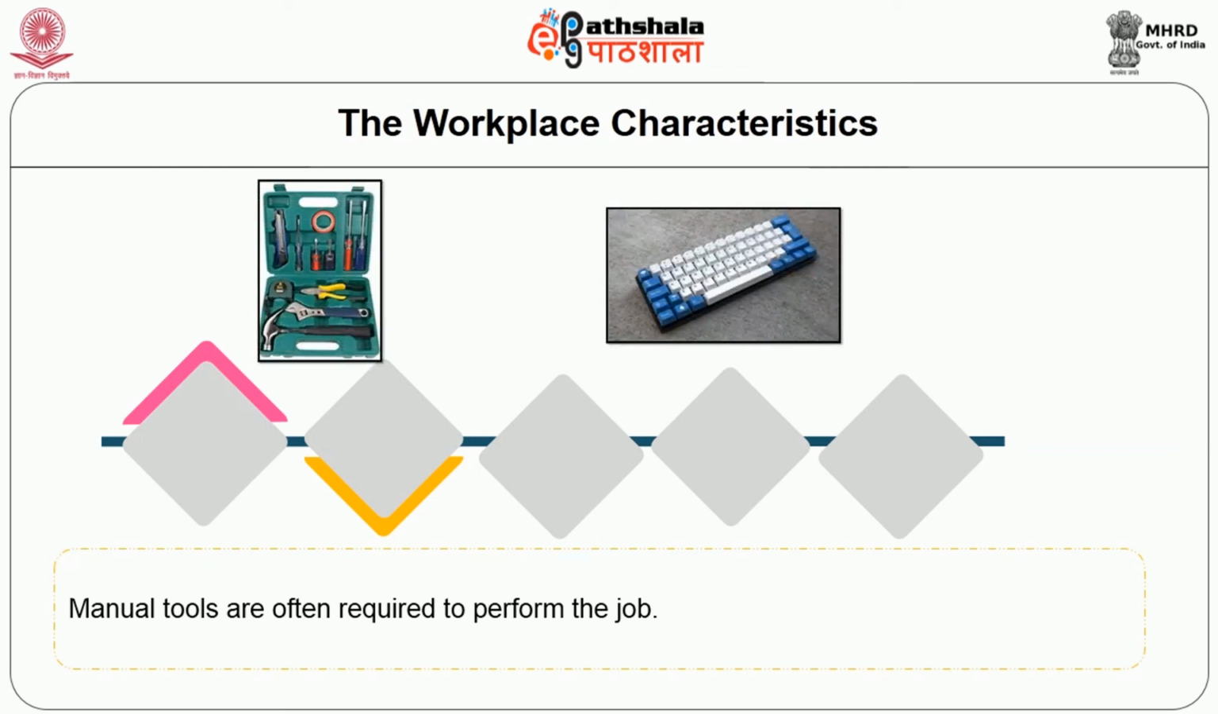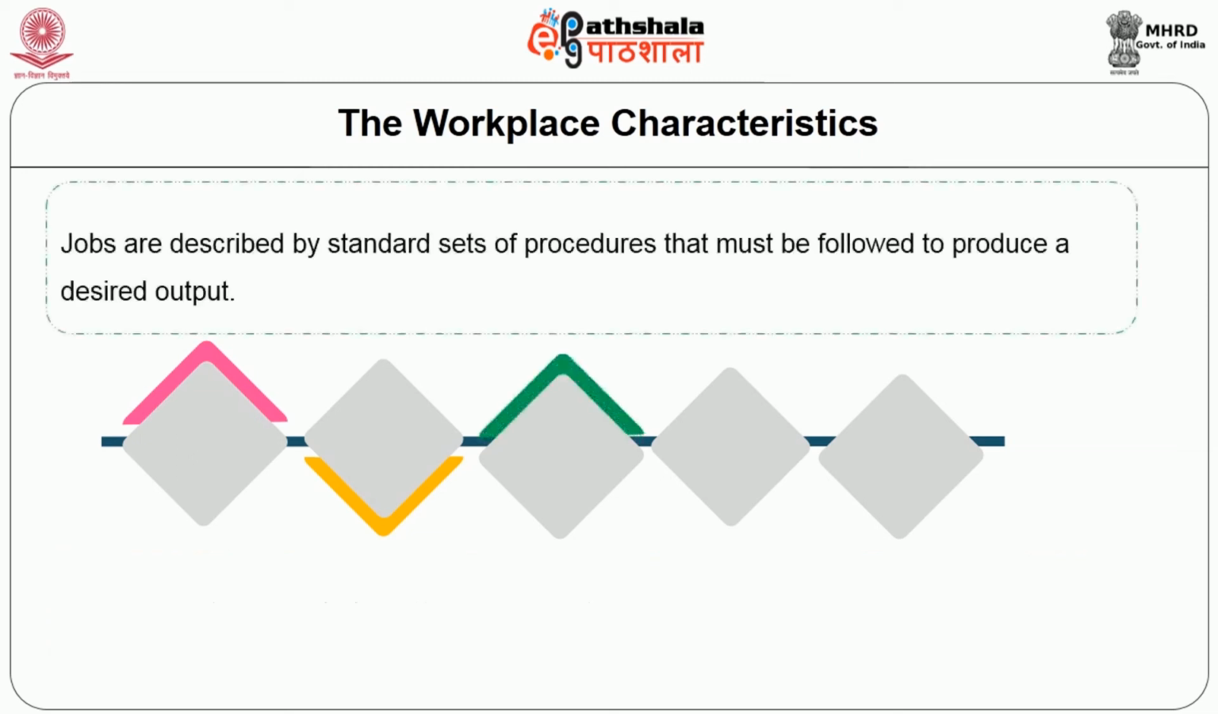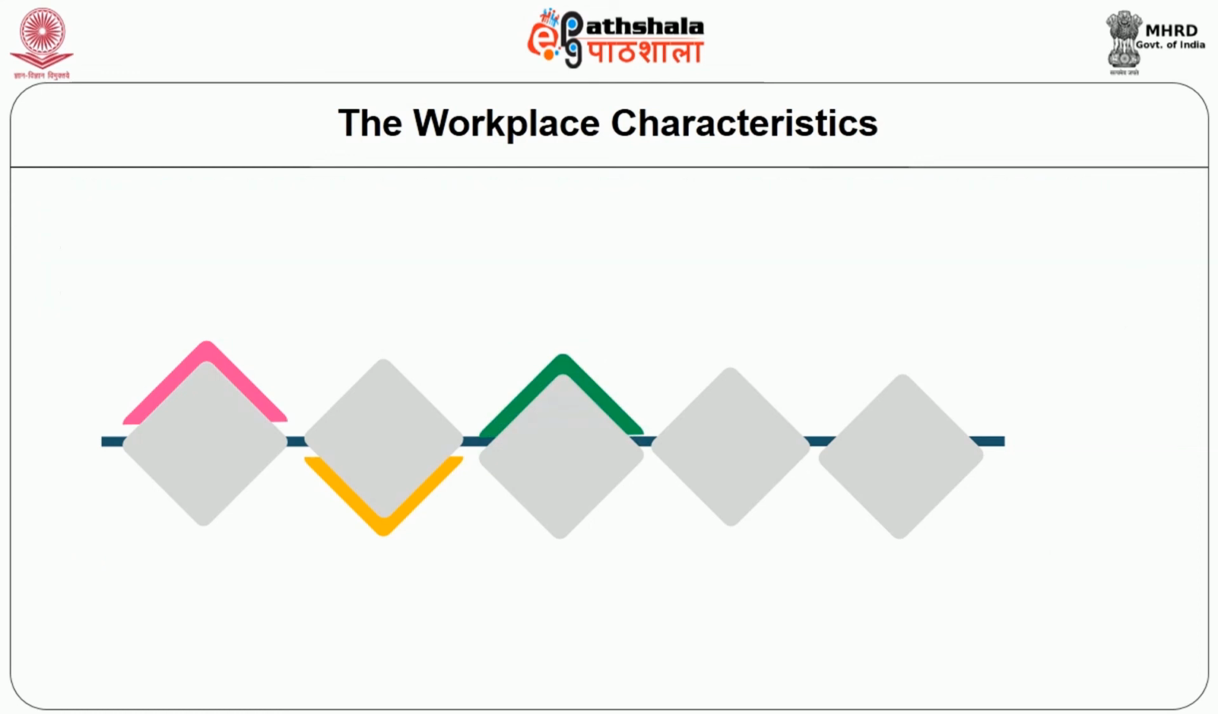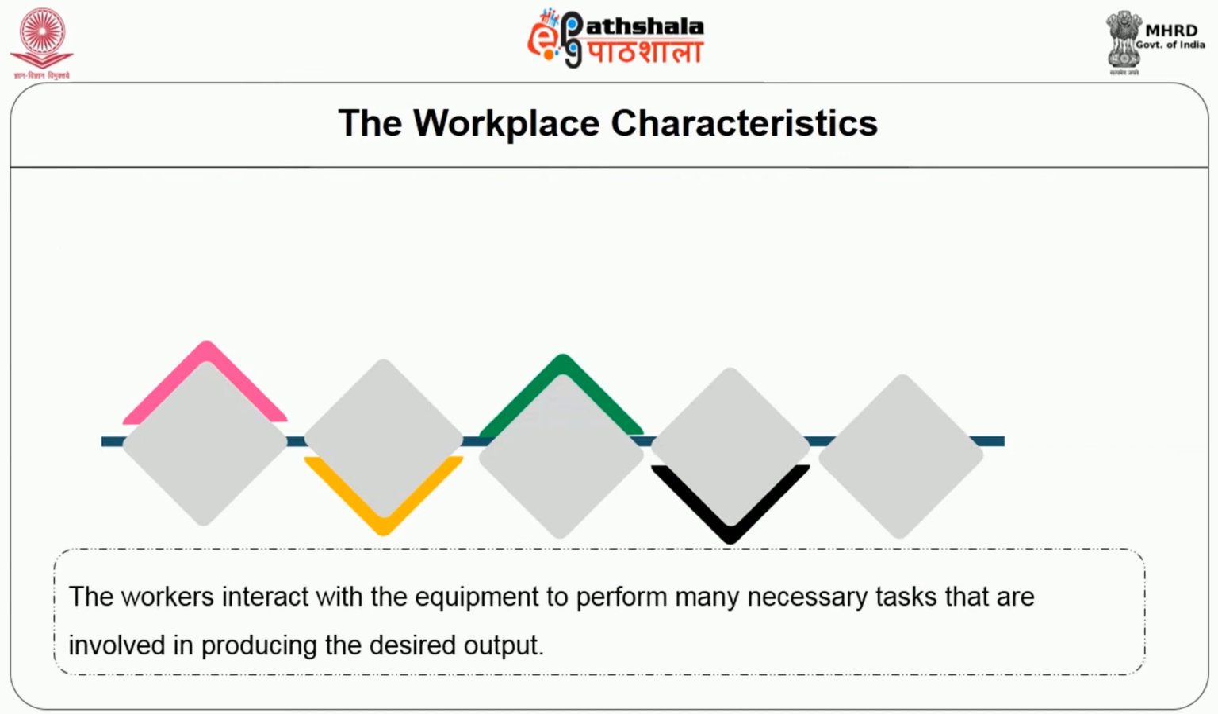Manual tools are often required to perform jobs. Examples could be tools including screwdrivers, hammers, dollies, pliers, and keyboards. Jobs are described by a standard set of procedures that must be followed to produce a desired output. The workers interact with the equipment to perform many necessary tasks that are involved in producing the desired output.